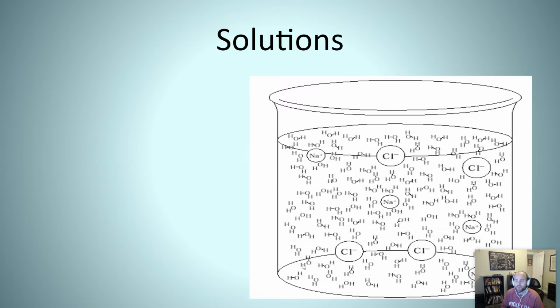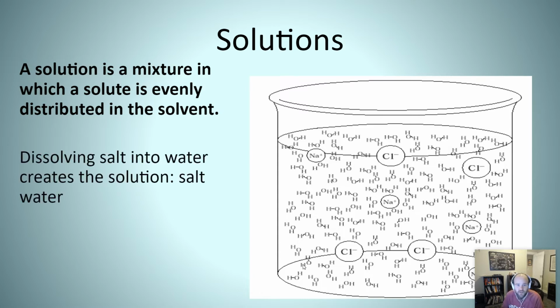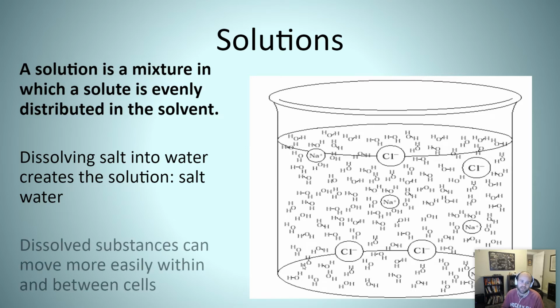So it's important to just remember some basics of solutions, since we're talking about a solution-based science here. A solution is a mixture in which a solute, or what's dissolved in the solvent, is evenly distributed. So when we dissolve salt into water, it creates salt water because that salt gets dissociated. The sodium and chloride ions get dissociated and protected by those hydration shells. This is important because dissolved substances can move in and out of cells a lot more easily. And we'll talk about that more when we get to membranes.